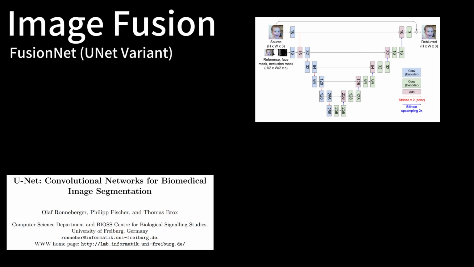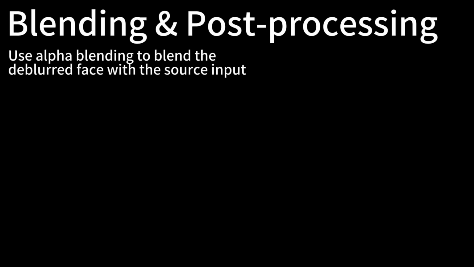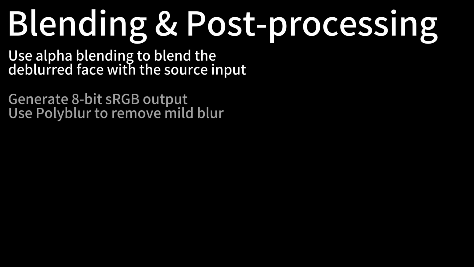When deblurring, they also design a U-Net variant network, which takes inputs from the source, references, face, and occlusion masks. Similar to before, this network is also optimized, only requiring 300 megabytes memory on mobile phones. The deblurred image is blended back to the source based on the alpha blending method and is further processed via various methods to generate the final sRGB image.